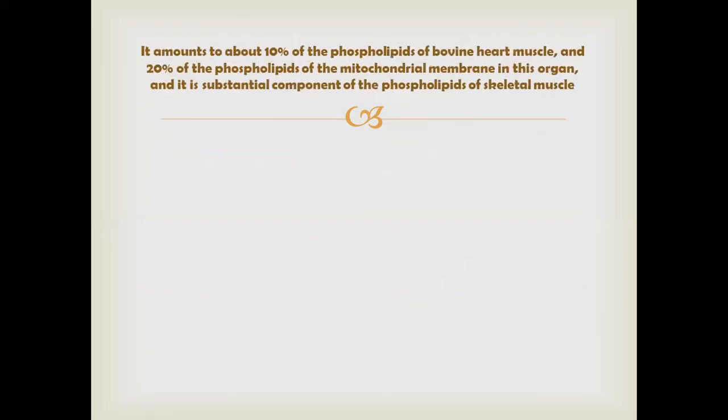Cardiolipin accounts for about 10% of the phospholipid of bovine heart muscle and 20% of the phospholipid of the mitochondrial membrane in this organ. So it is a substantial component of the phospholipid of skeletal muscle.